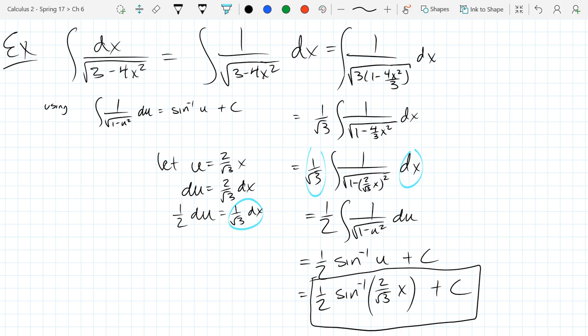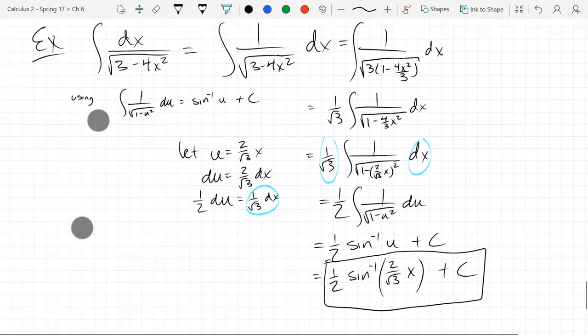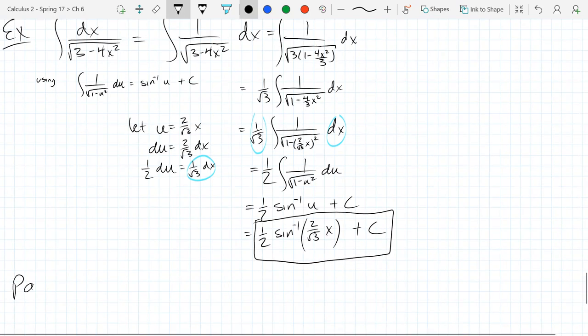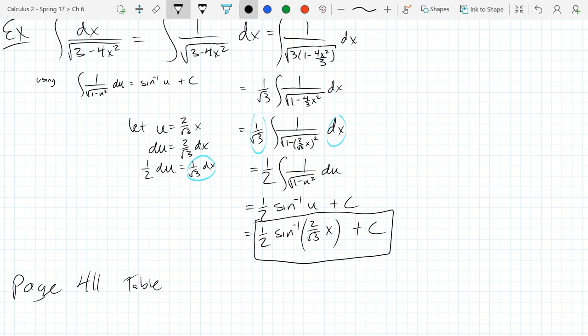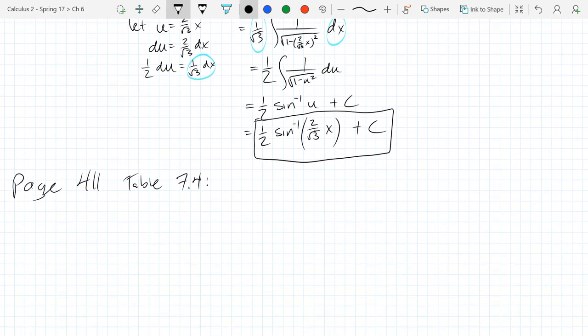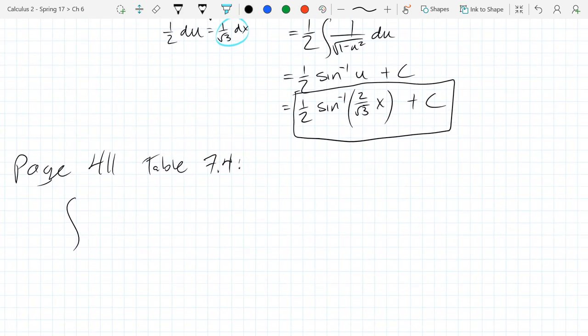Let me see what they do in 7-6. So here's the table I want. This is page 411, table 7.4. So I'm going to write down the three antiderivatives.